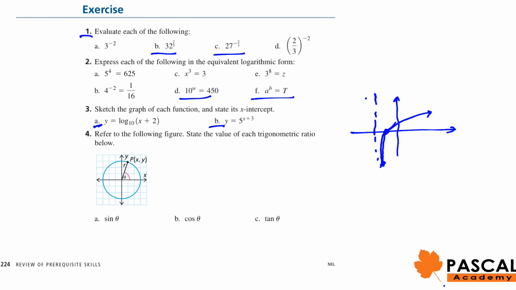The next one is 5 to the power of x plus 3, same as 5 to the power of x, shifted 3 units to the left. There is no x-intercept and the y-intercept is 125, increasing and concave up. No x-intercept.